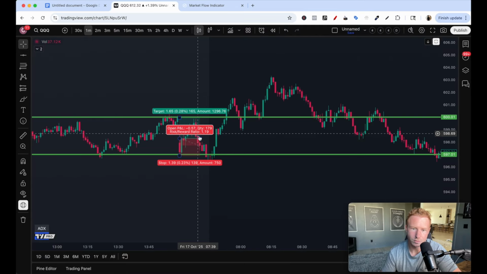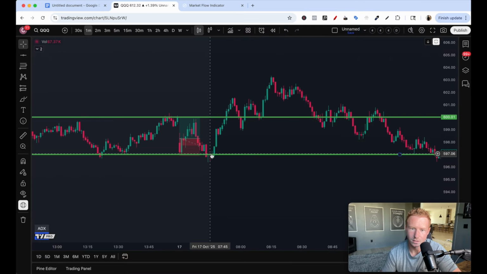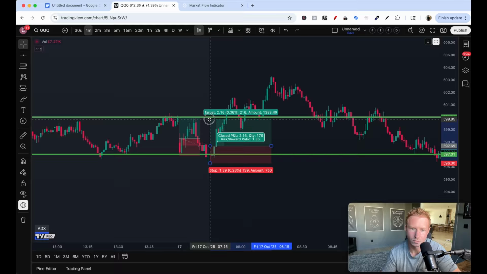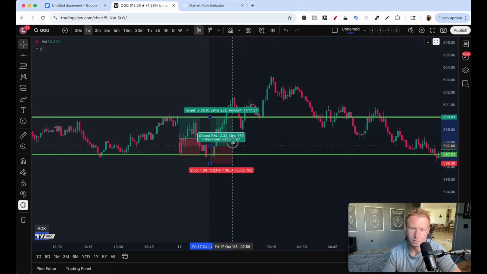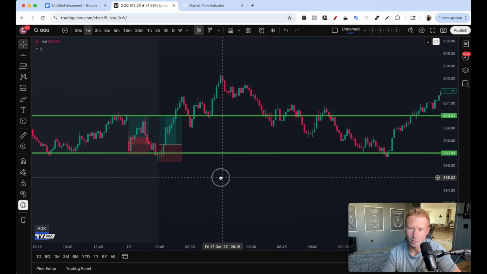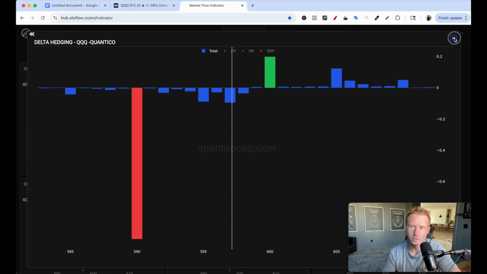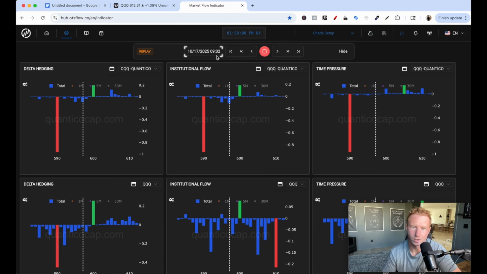Then again, as you can see, we retested 597 again. This level is going to be defended once again because they don't want to go negative. We can get long again, put our stop on the lows, ride it back to 600. It's really as simple as that. Again, we're able to get all this information within the first 2 minutes of the market opening.